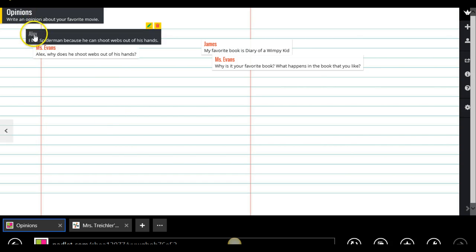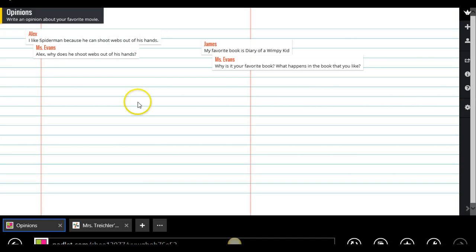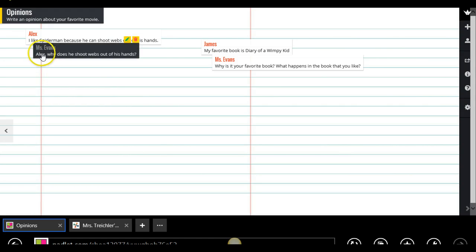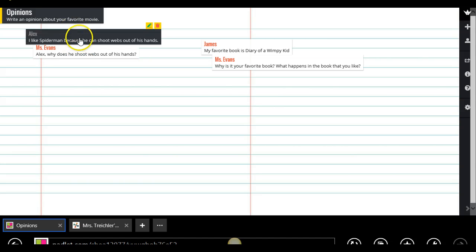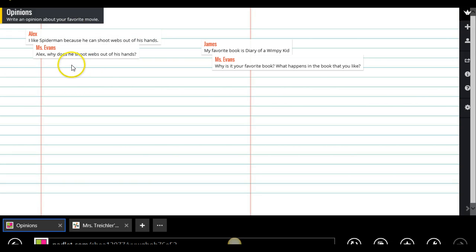I had a fake person, and I said this was a post from someone named Alex, and it's a great idea to use pseudonyms. And he said, I like Spider-Man because he can shoot webs out of his hands. Well, we want our students to be very specific in their writing and learn how to write details to support their opinions. And so I replied and I said, Alex, why does he shoot webs out of his hands? So then he can reply, and you can see how we can continue. So I can click here on this, I can be Alex, and I can respond to Miss Evans.